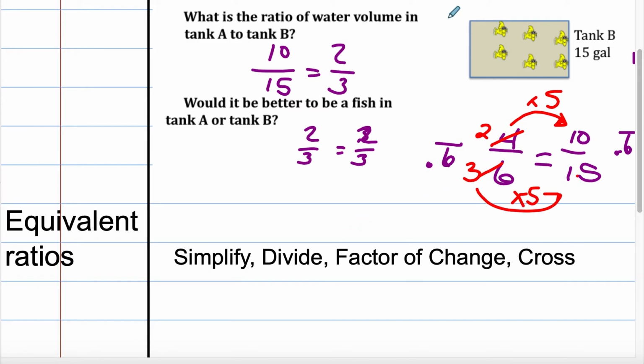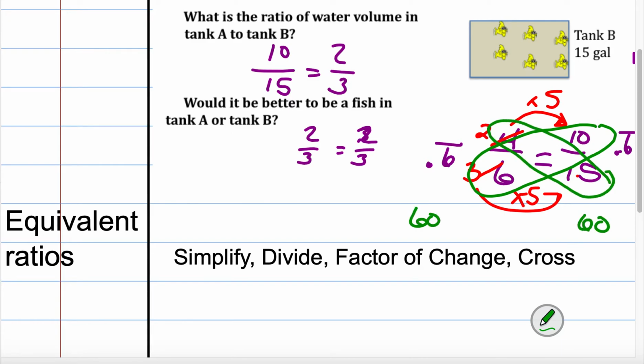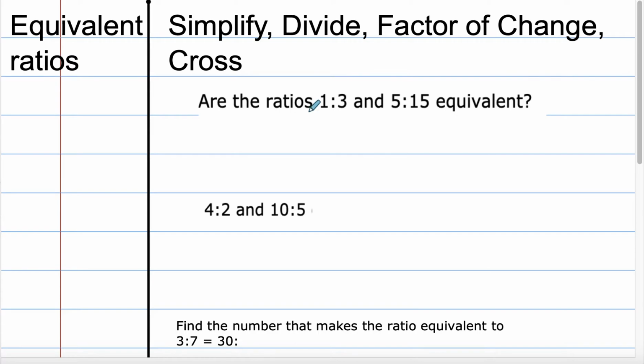Another little trick is to cross them and multiply across, cross product. 6 times 10 is 60, and 4 times 15 is also 60. So those are all different ways to check if you have equivalent ratios. So I have them up here again. So let's take a look.